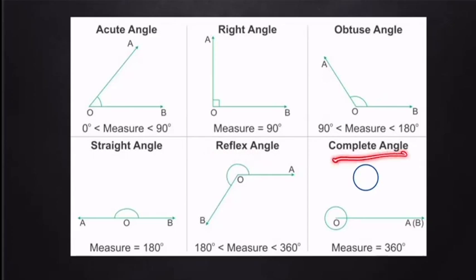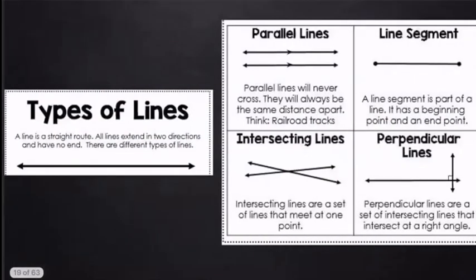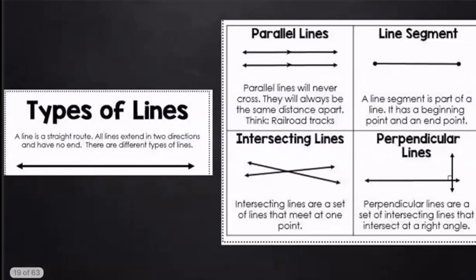And also, we need to talk about the types of lines. So we already talked about a line. A line is a straight route or a straight path. It extends in both directions, to the left, to the right, or up, down, but there is no end. That's why we have the arrows here.